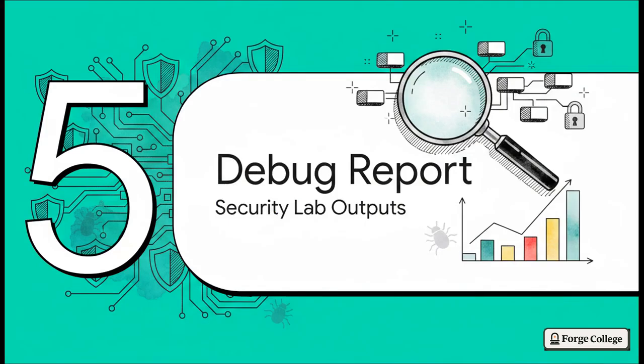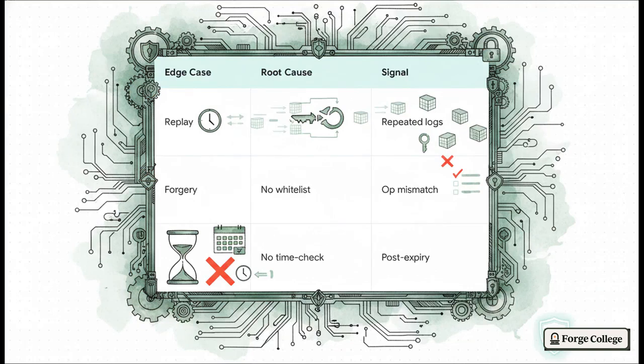All right, getting near the end here with Section 5, your Security Lab Debug Report. Building these mitigations is great, but it's not enough. You actually have to prove they work. Think of this table as your blueprint for identifying abuse in a real production environment. For instance, if you're seeing repeated transaction logs, your root cause is likely missing nonce, pointing to a replay attack.